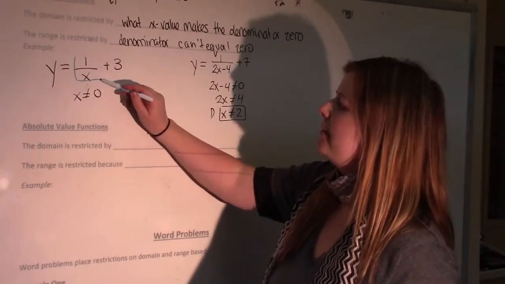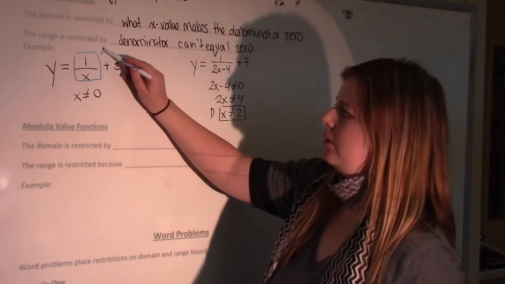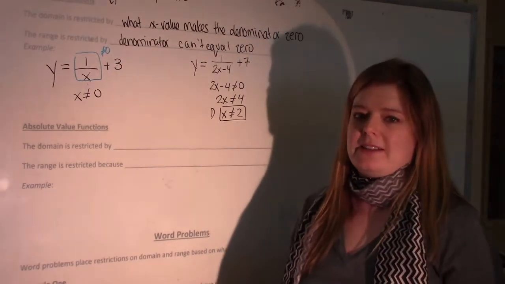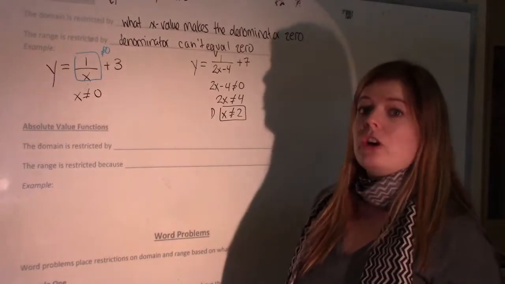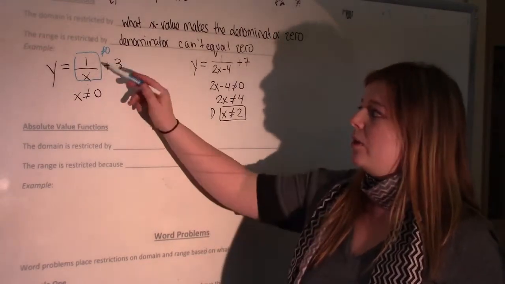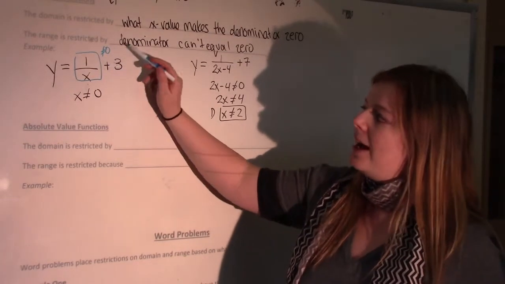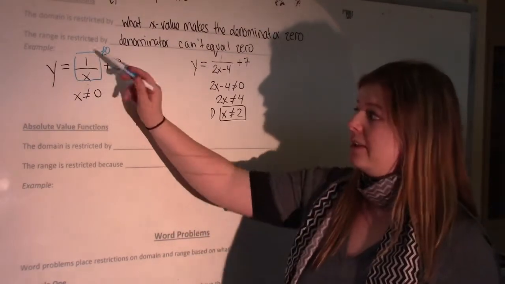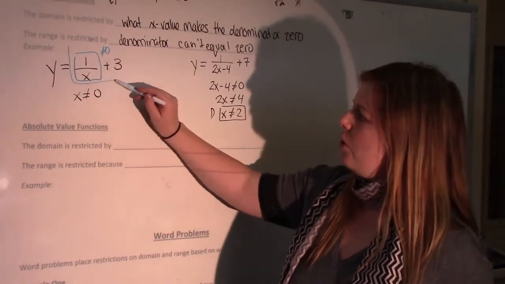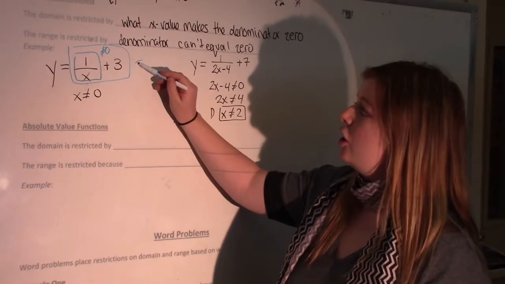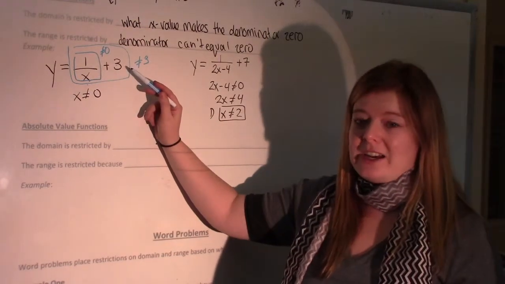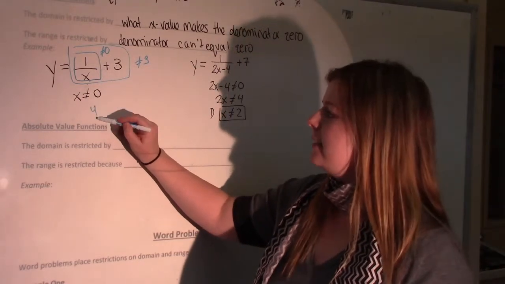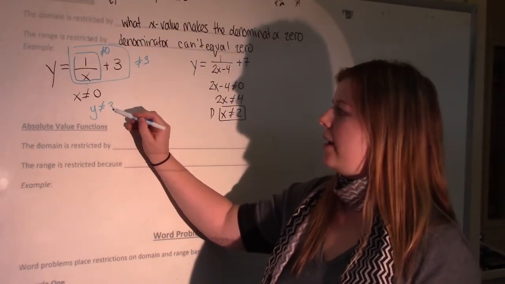You can never have 0 come out of this part, okay? Because you can't divide by 0, and if you divide by 1, you just get 1. So nothing in the entire world, no possible x, will get a 0 out of this. So because you can never get 0 out of this section, that means if you look at the whole function, you can never get 3, because you will never have 0 plus 3. So that means that the range is just y cannot equal 3.